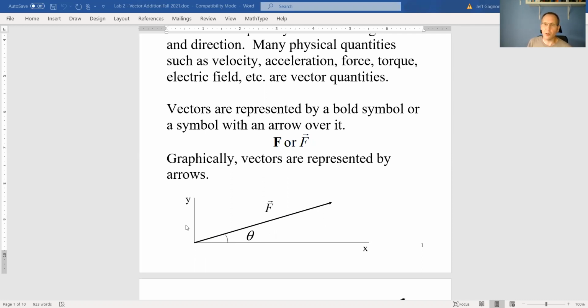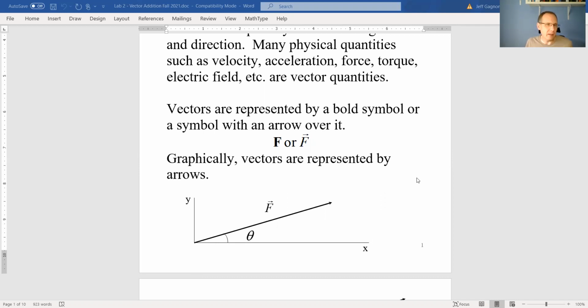But in this case, since we have a coordinate system, the direction is given by this angle theta. And usually we always measure the angle from the positive x-axis counterclockwise, right? And that would be the direction theta. So for a vector in the second quadrant, it would be between 90 and 180 degrees. In the third quadrant, it'd be between 180 and 270 and so on. In the first quadrant, it's an angle between 0 and 90 degrees. So it's from the positive x-axis counterclockwise.